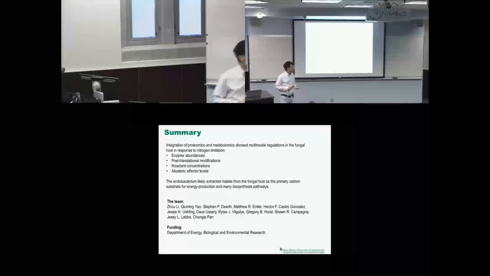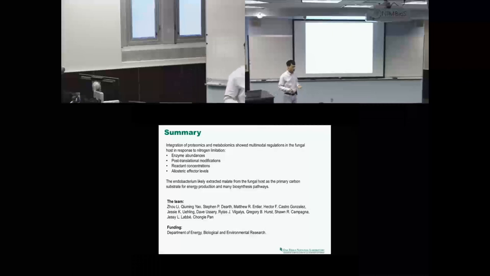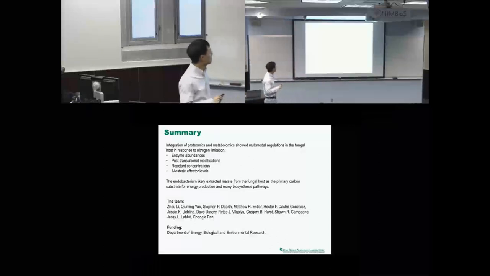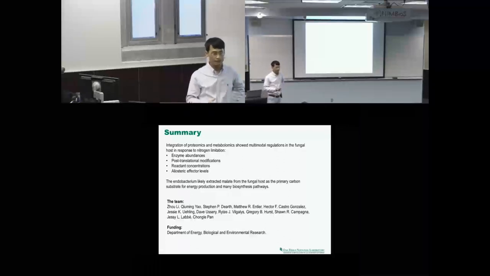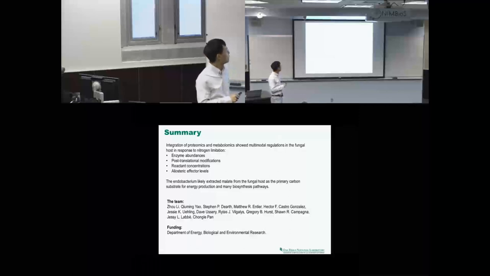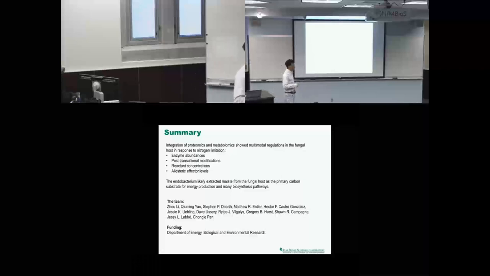So in summary, I told you two stories. One is how the fungal host responds to nitrogen limitation. So we determined in a certain way the nitrogen flux and the carbon flux from the lipid to glucose. But the important thing to remember is we believe this is very general. So organisms can use many modes of regulation to regulate metabolism. That includes enzyme abundance changes, PTMs, reactant concentration changes, and also allosteric regulations. Before, we were very prone to ignore some of these regulations, but now with the different omics technologies, we can illustrate all these changes.